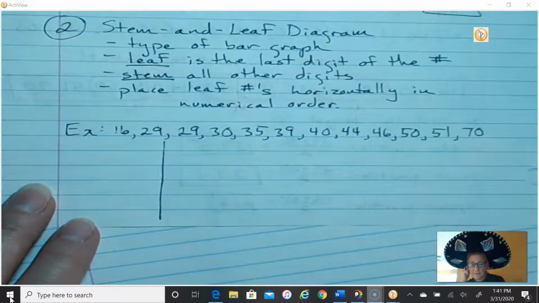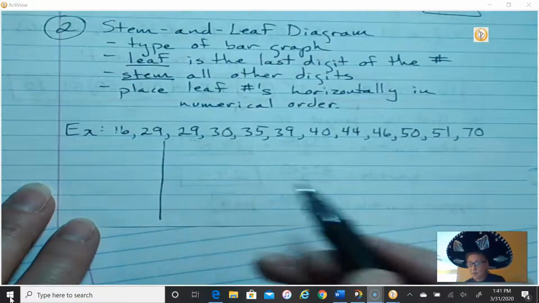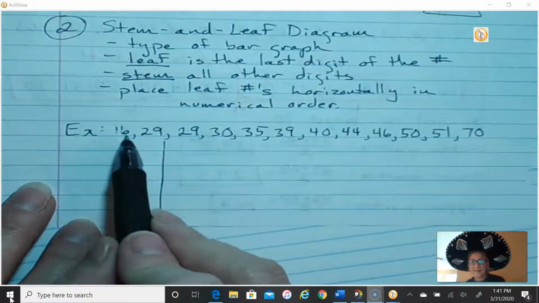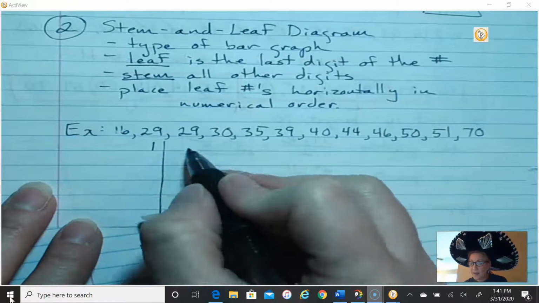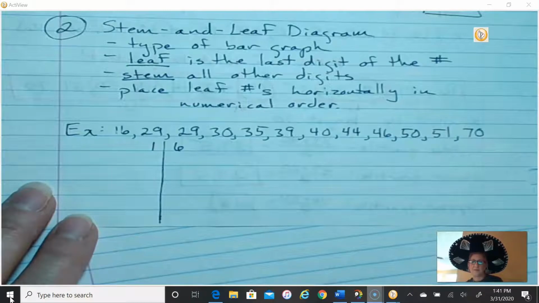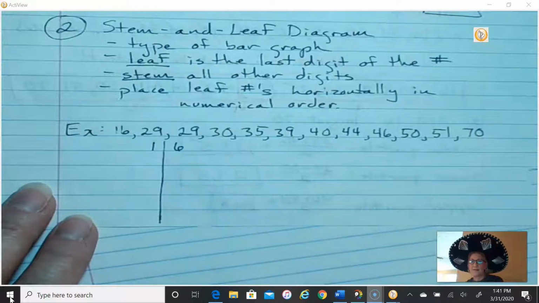Draw a line. I may not have gone long enough. Oh, perfect. Okay. So we're going to go with our first number. It's 16. We're going to put the 1 here and the 6 over there. There you go. Stem and leaf. The leaf is the last digit of the number, and the stem is all the other digits. When they say last, they're referring to the obvious.